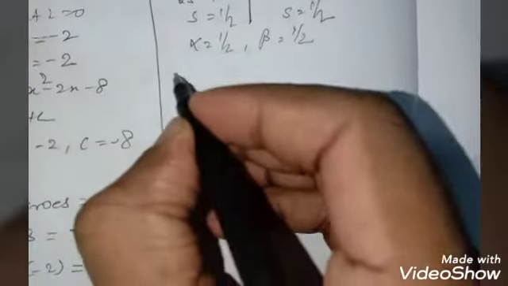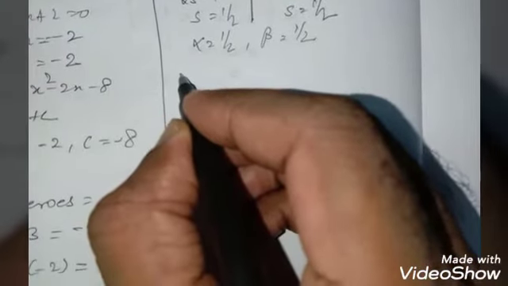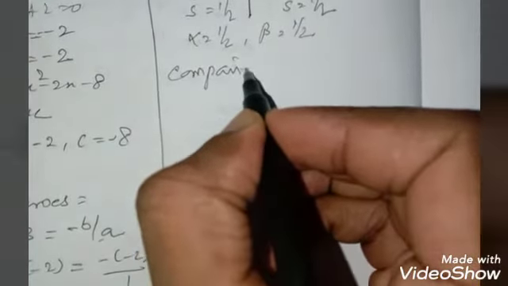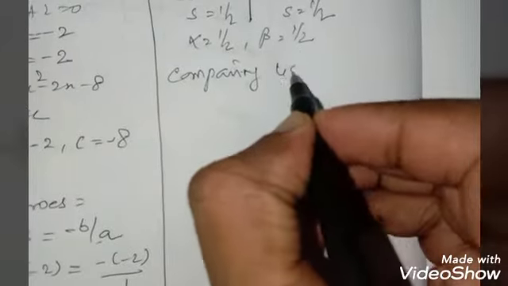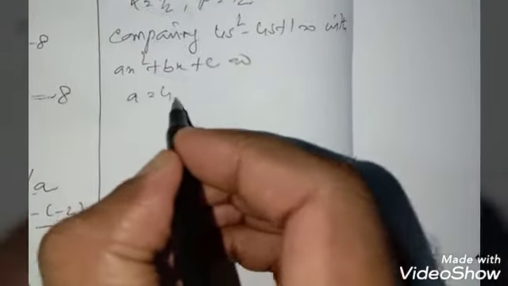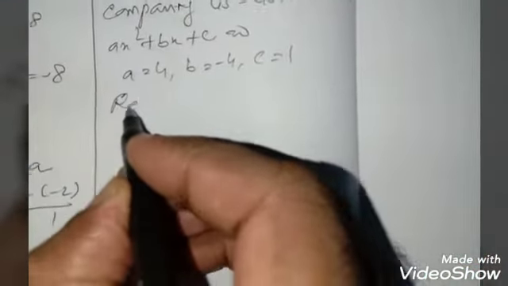After that, the second step is comparing. So comparing 4s square minus 4s plus 1 with ax square plus bx plus c equal to 0. Now here a value is 4, b value is minus 4, and c value is 1. Next, after comparing, you have to find its relation. Right. Now the first relation is the sum of roots.